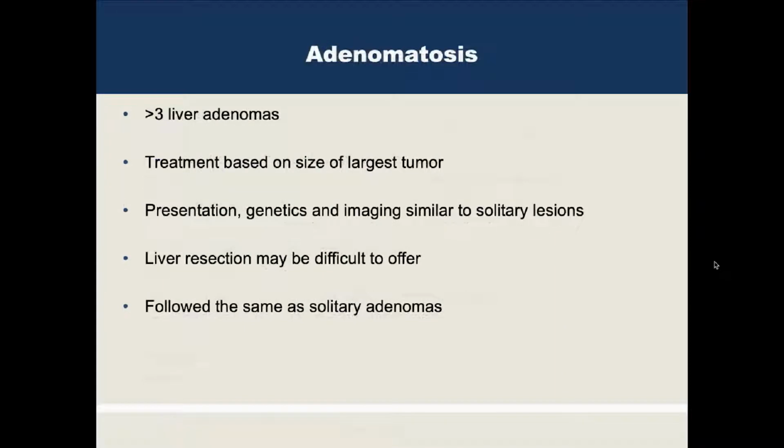A variant of hepatocellular adenoma is adenomatosis. These are situations where you find more than 3 liver adenomas in the patient. Again, in general, treatment is based off the size of the largest tumor that's there in the patient. The presentation, the genetics, and imaging is very similar to solitary hepatocellular adenomas.